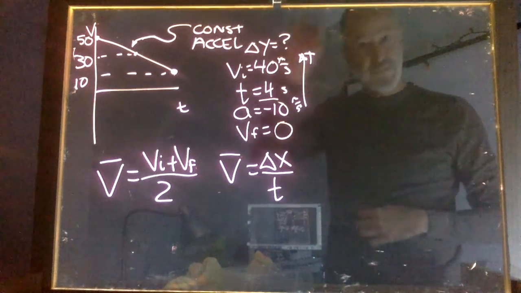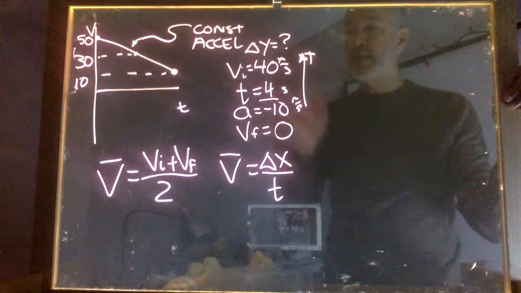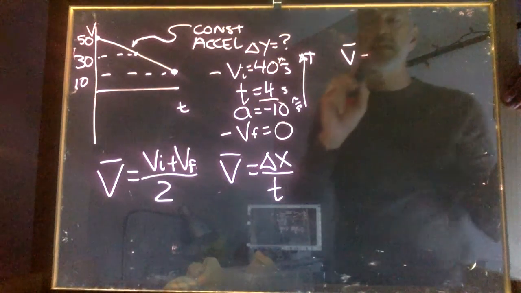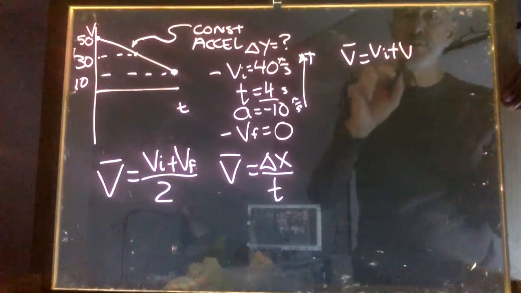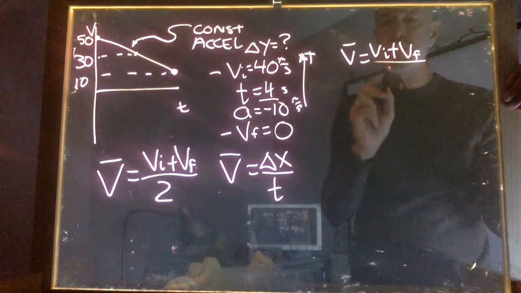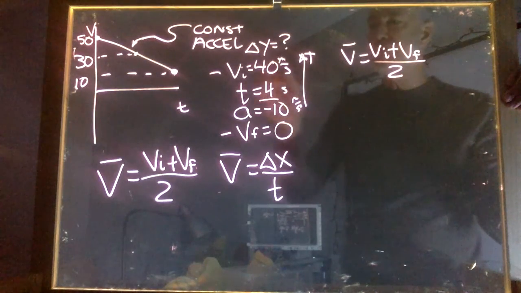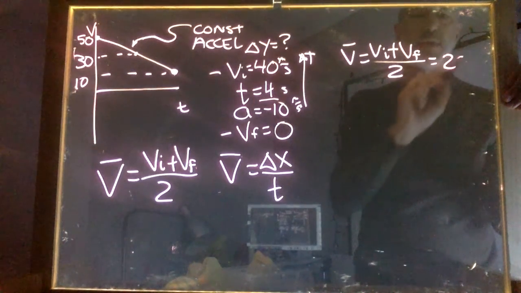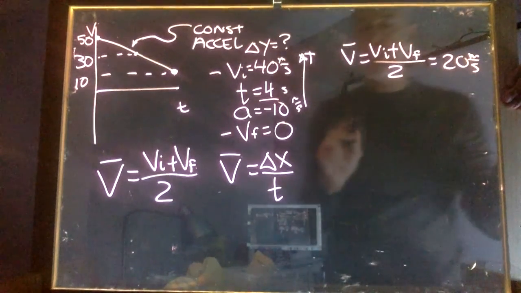It works even if I did it for a longer time. Okay, now look at what I've got, VI and VF. The average velocity is going to be VI plus VF. Don't confuse it with the acceleration equation. VI plus VF divided by 2. It's the average of the two of them. 40 plus 0 divided by 2 is 20. Average velocity was 20.